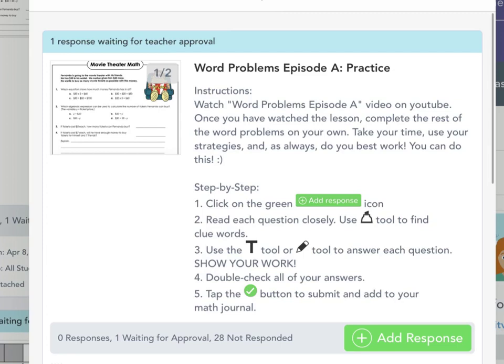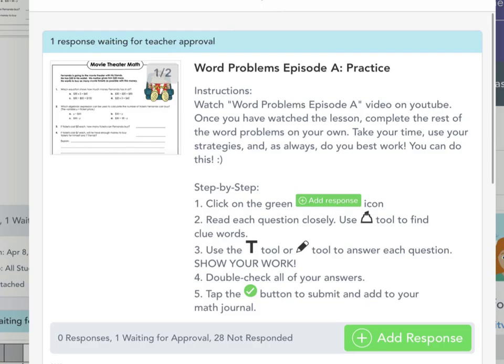You're going to read each question closely and use the highlighting tool to find the clue words. You can either use a text tool or draw in your answers to answer each question, but make sure you show me your work. Double check all of your answers and then tap the check button to submit and add to your math journal.